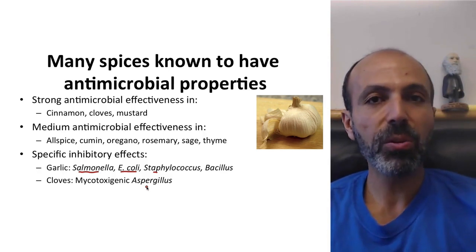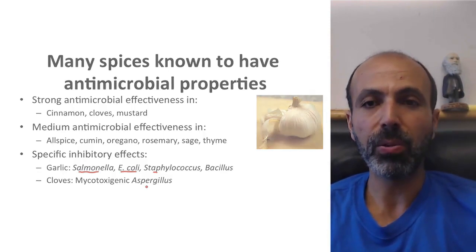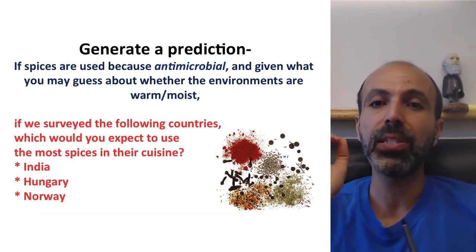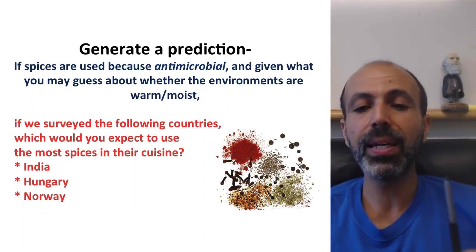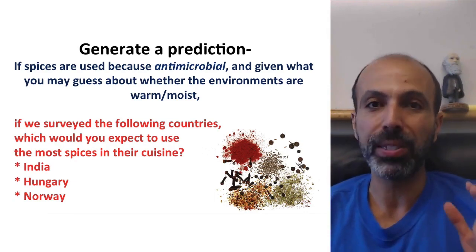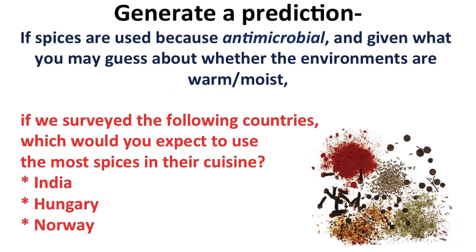So let me ask you to generate a prediction in a video quiz here. If spices are used because they're antimicrobial, and given what you might guess about what countries have particular environments that are warm or moist and thus more likely to have a lot of microbes, if you surveyed the following countries, India, Hungary, and Norway, which would you expect to use the most spices in their cuisine, and specifically the most spices with antimicrobial properties?